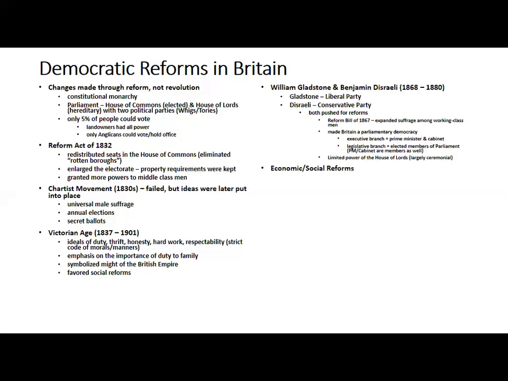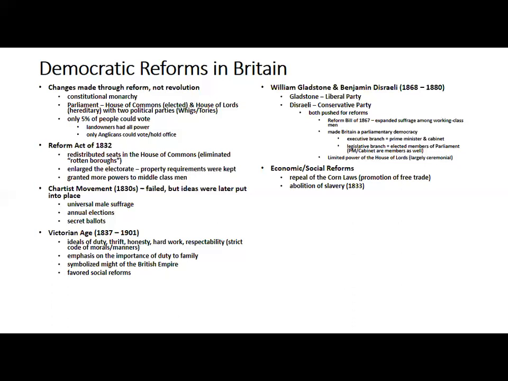There were a lot of economic and social reforms in this time period. They repealed the Corn Laws, which restricted the grain that could be brought into England. It was protecting the big landowners there, but it kept food prices very, very high. One of the things that repealing this law did is it lowered the cost of food, and it also started to promote free trade.